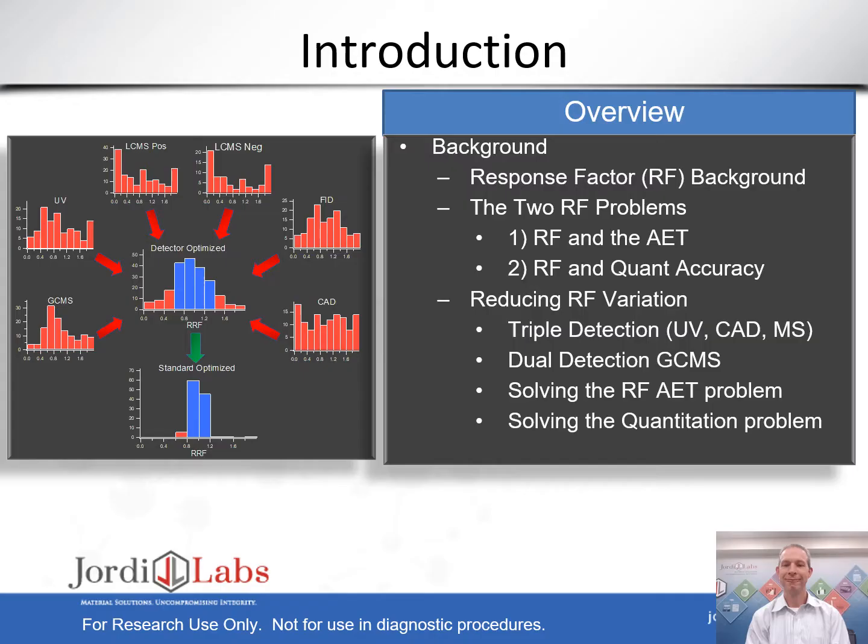By way of introduction, today I'm going to begin by describing what we mean by response factor variation, and I'm going to discuss the two problems it creates in E&L analysis. The first one is its effect on the evaluation of the AET, and secondarily, we're going to talk about how it affects quantitative accuracy. We're then going to talk about how we apply a multi-detector solution to resolve this problem, which includes a triple detection LC system and a dual detection GC system.